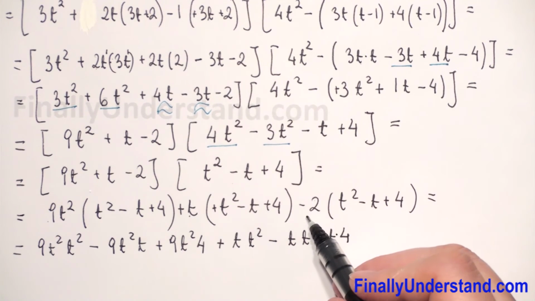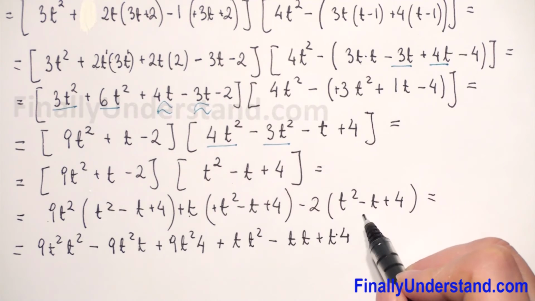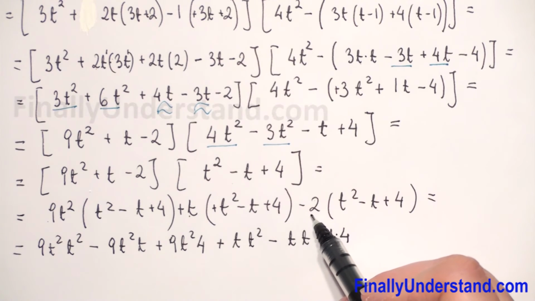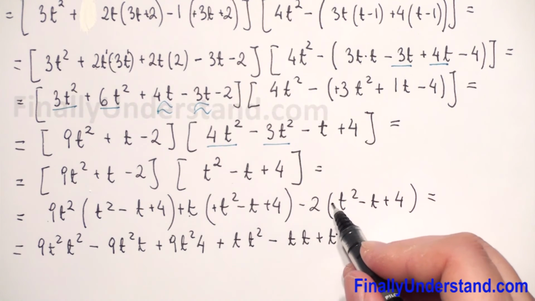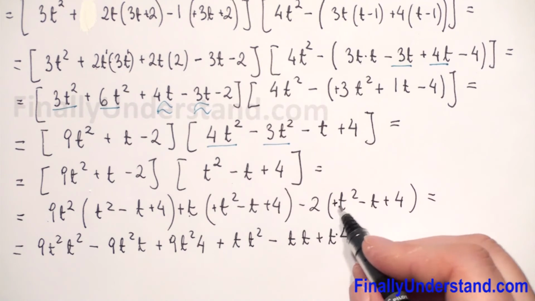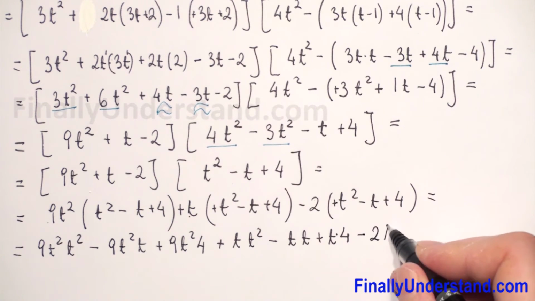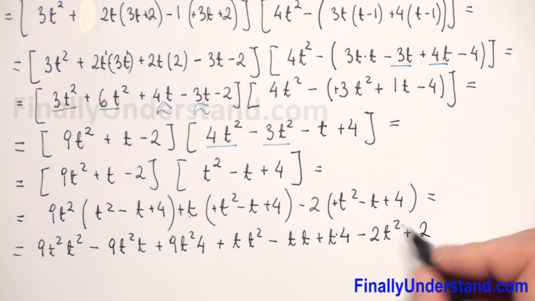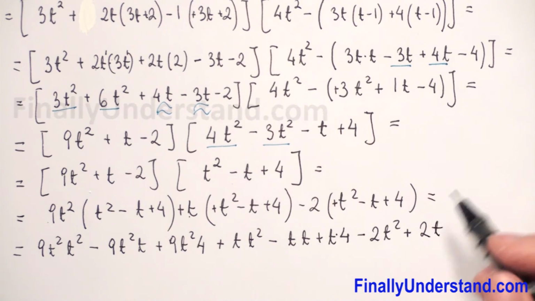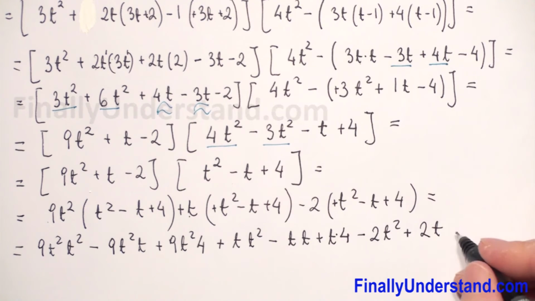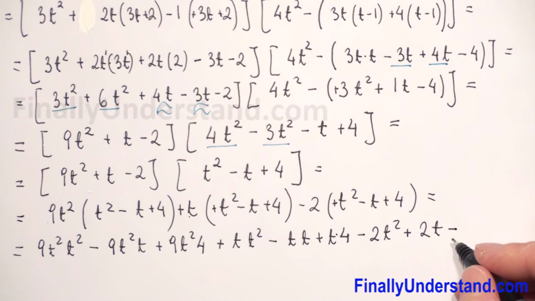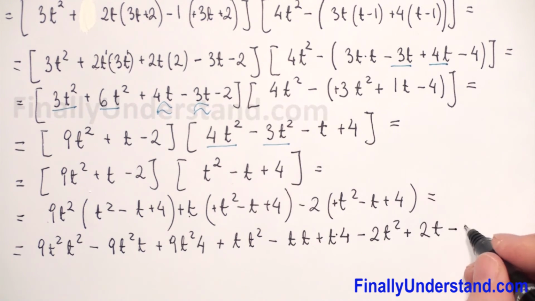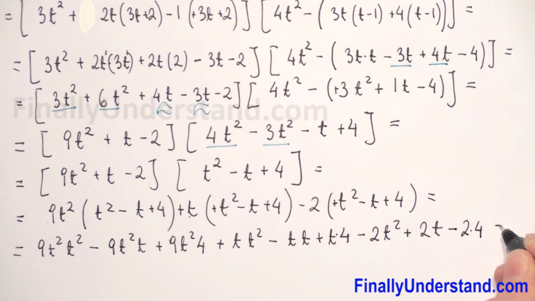And now we have to multiply every term in the third parenthesis by negative 2. So negative and invisible positive. We have negative times positive is negative 2 times t squared. Negative times negative will be positive 2 times t we have. And negative times positive will be negative 2 times 4. So this is equal.